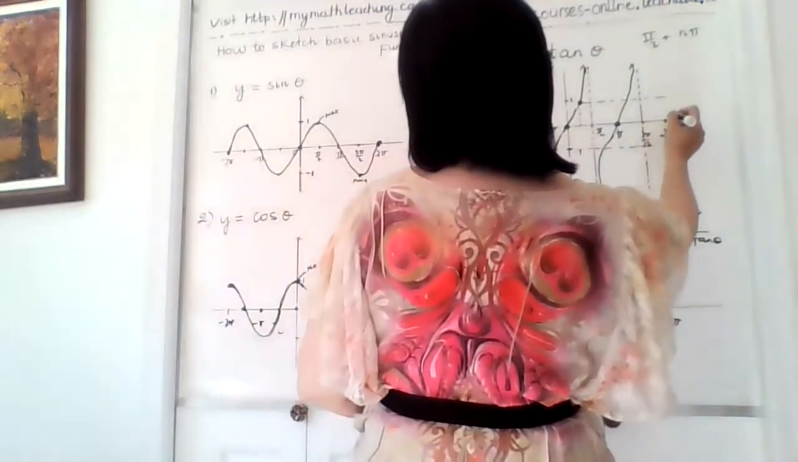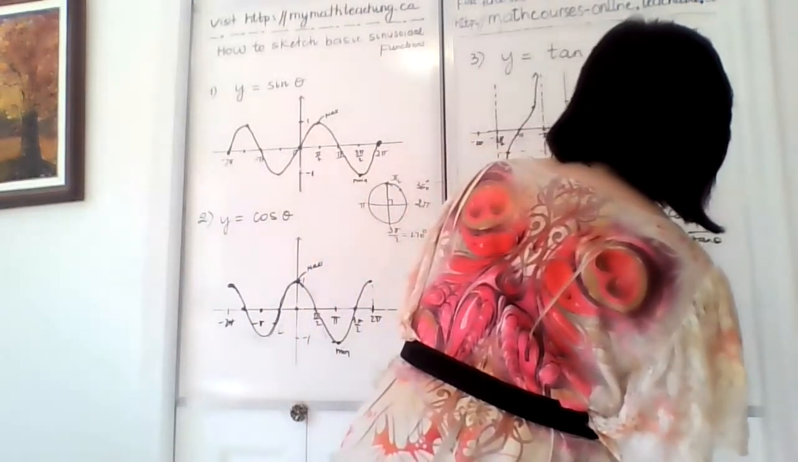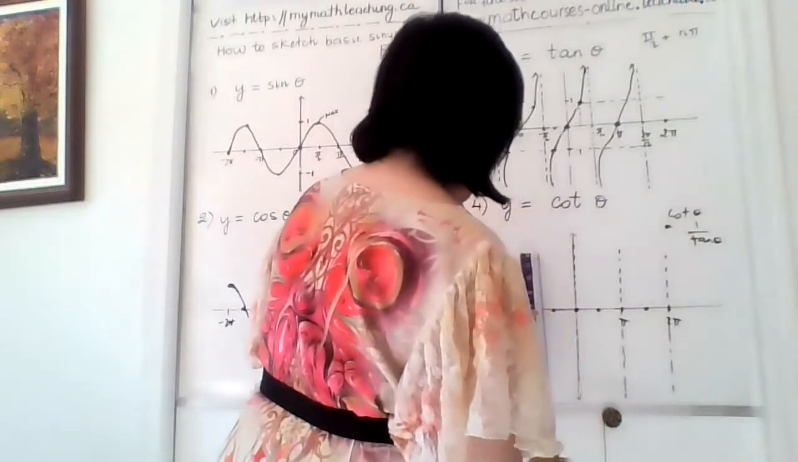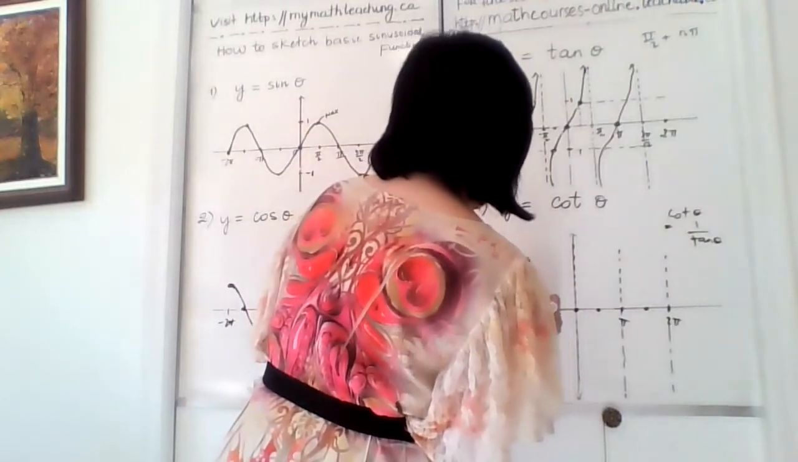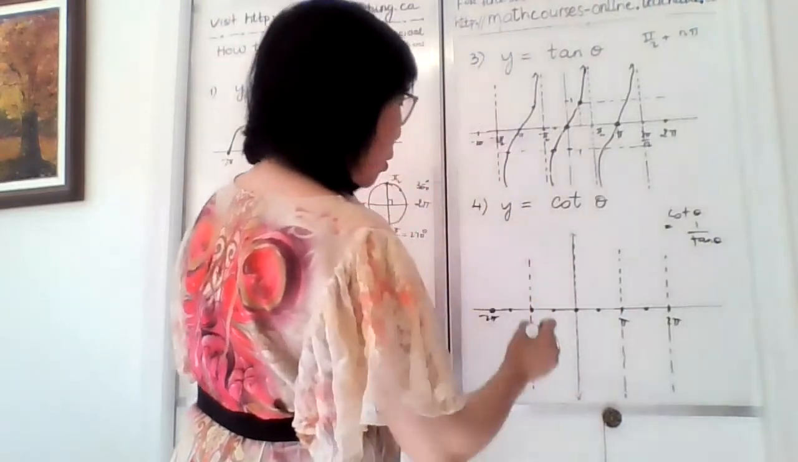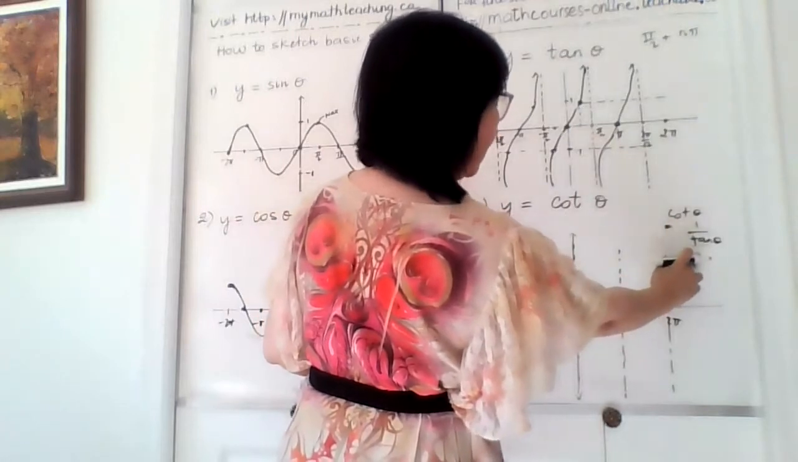And of course, at 2 pi as well, there will be another asymptote. So this one is similar. We have an asymptote here. And the cot, because we have 1 divided by tan theta.